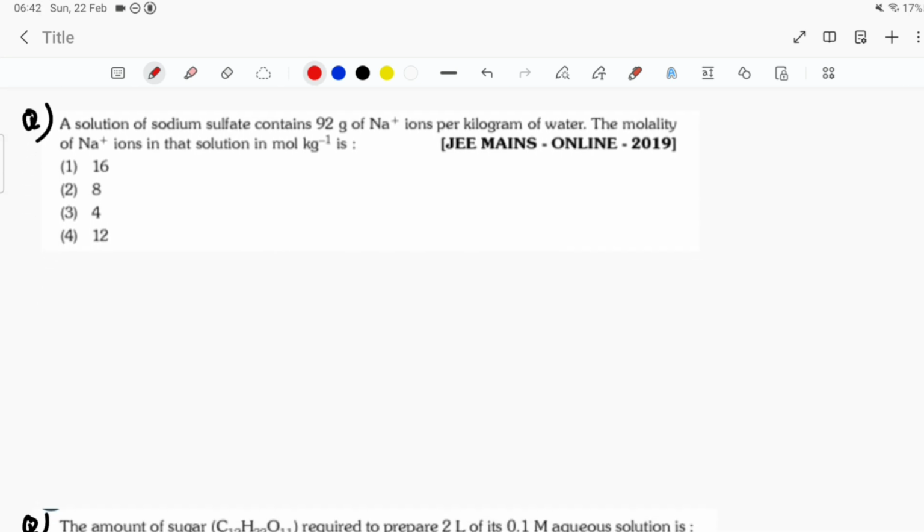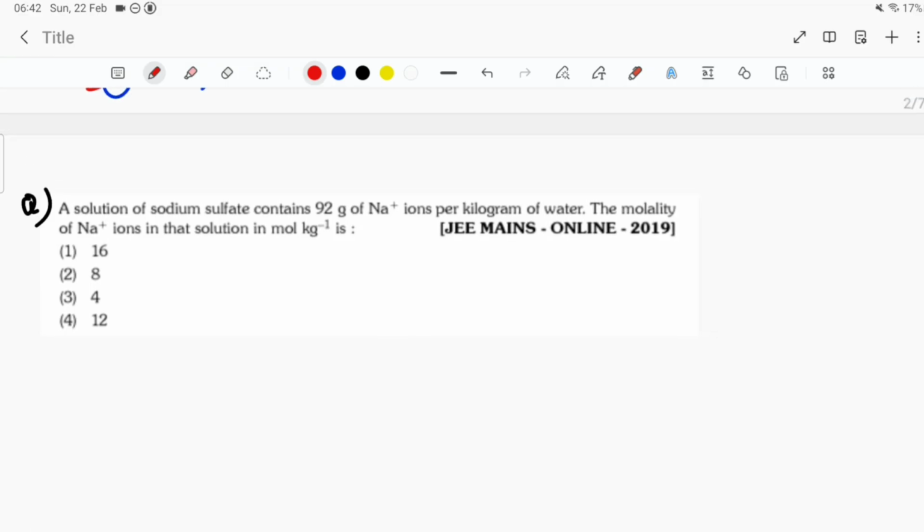Next, a solution of sodium sulfate contains 92 grams of Na+ ions per kilogram of water. The molarity of Na+ ions in that solution in mole per kg is.